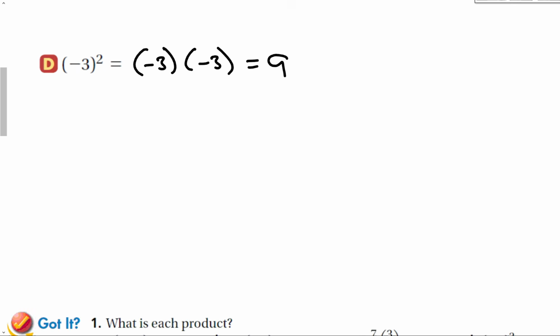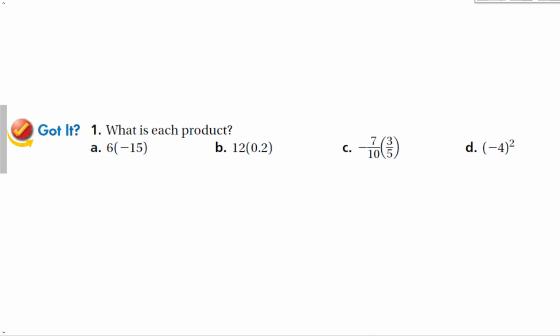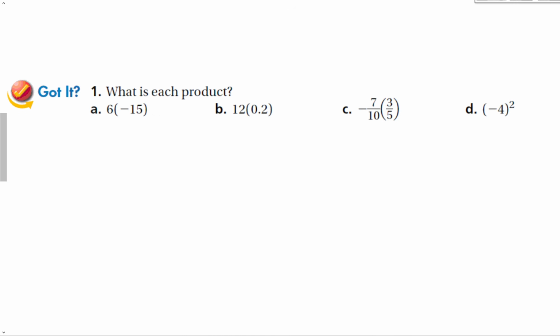Let's do some of our got it problems. So we have 6 times negative 15, which is going to give me a negative 90. 12 times 0.2: we can leave this as a decimal or a fraction. Since 0.2 is a decimal, let's leave it as a decimal and put 2.4, which we can get with our handy calculator. Positive, because both of them are positive.